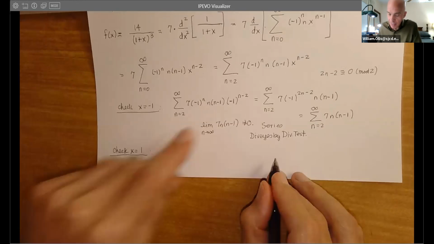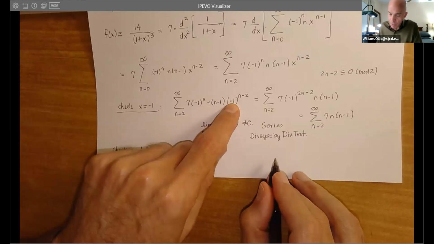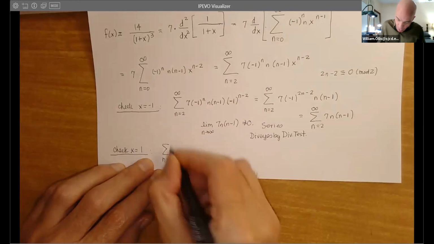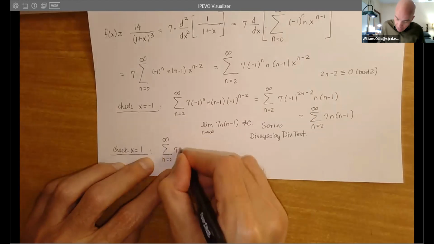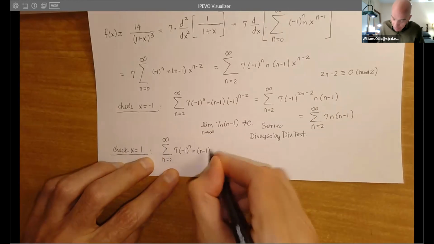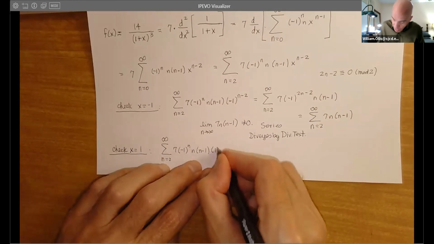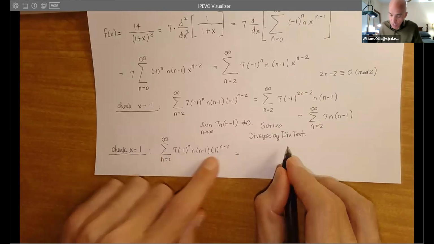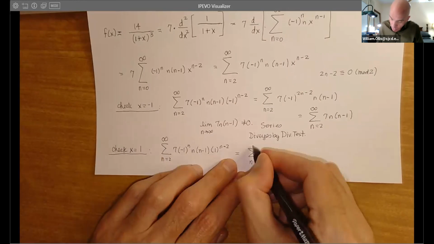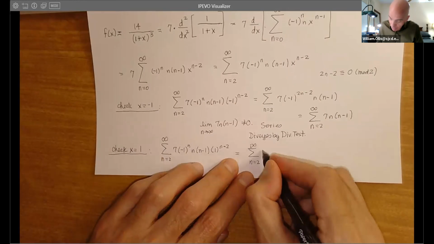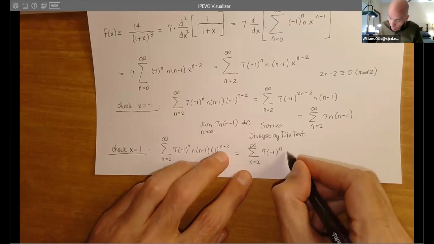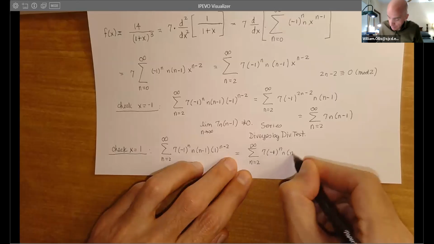So now we can see that in this case, this just becomes a 1. So we have the series n equals 2 to infinity, 7 times (-1)^n times n minus 1, and now we have 1 to the n minus 2. But now that's just a 1. So this gives us the sum from n equals 2 to infinity of 7 times (-1)^n, again that just being 1, times n minus 1.